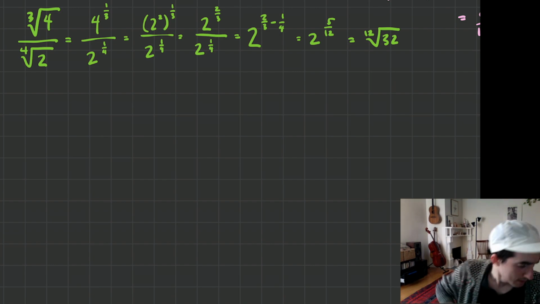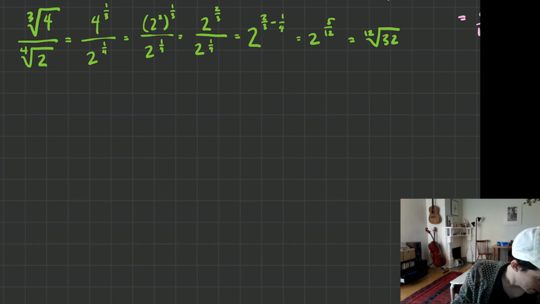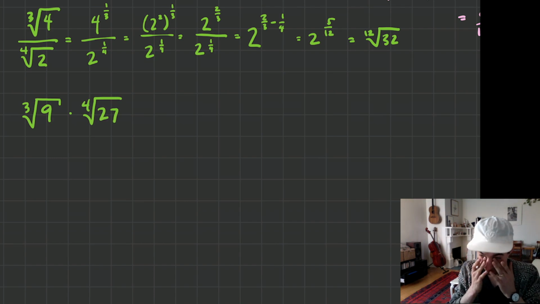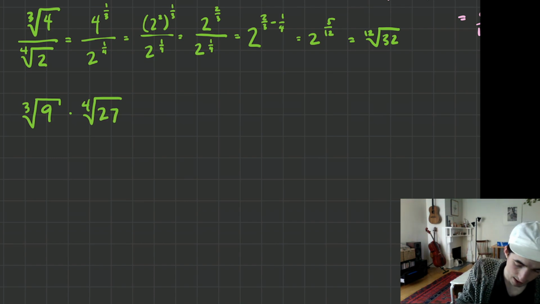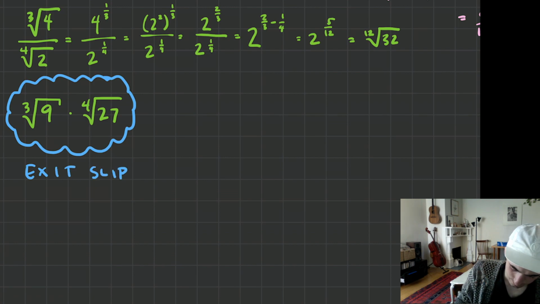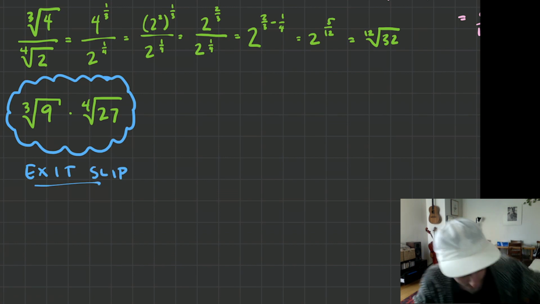But yeah, so here it is. So we've got the third root of 9 times the fourth root of 27. Okay, so that's your exit slip for today. Exit slip. Okay, so there's your exit slip for the day.